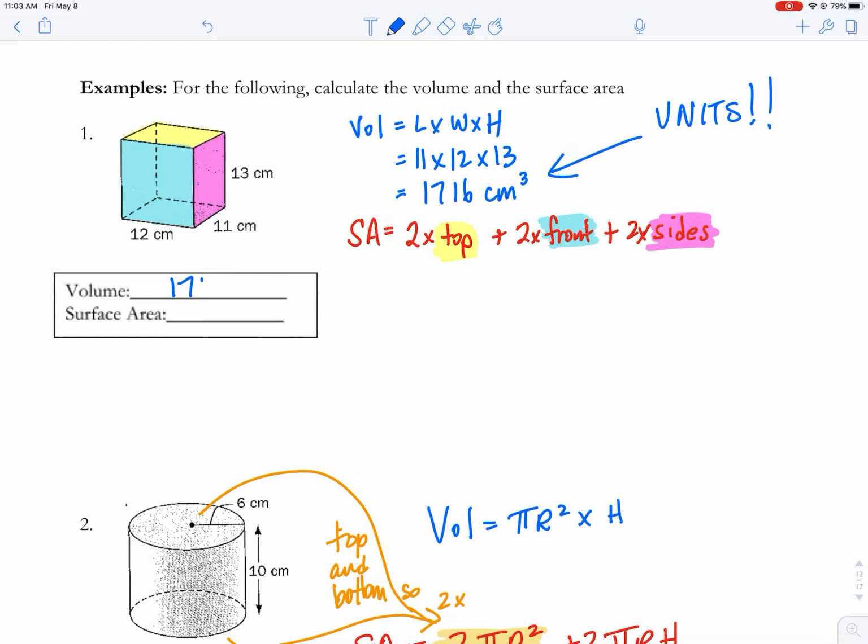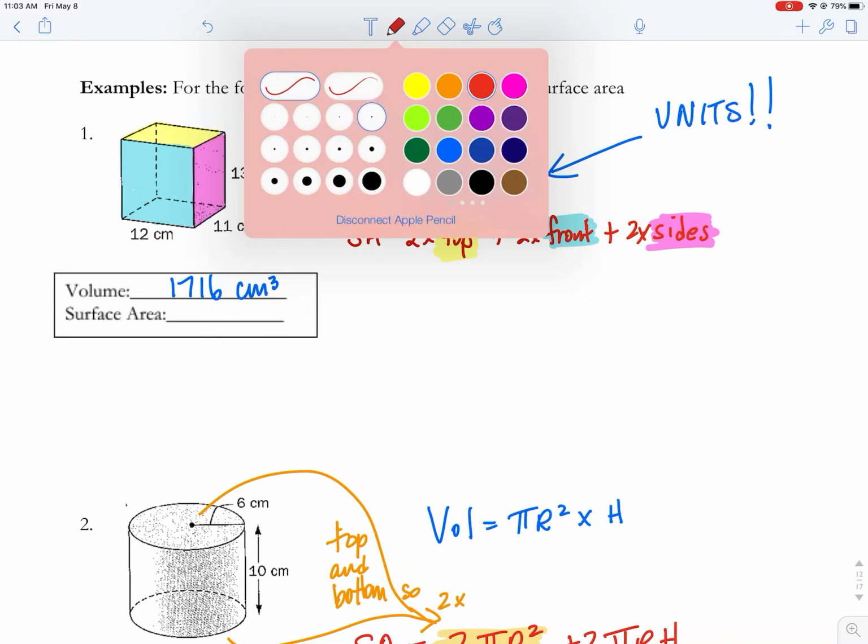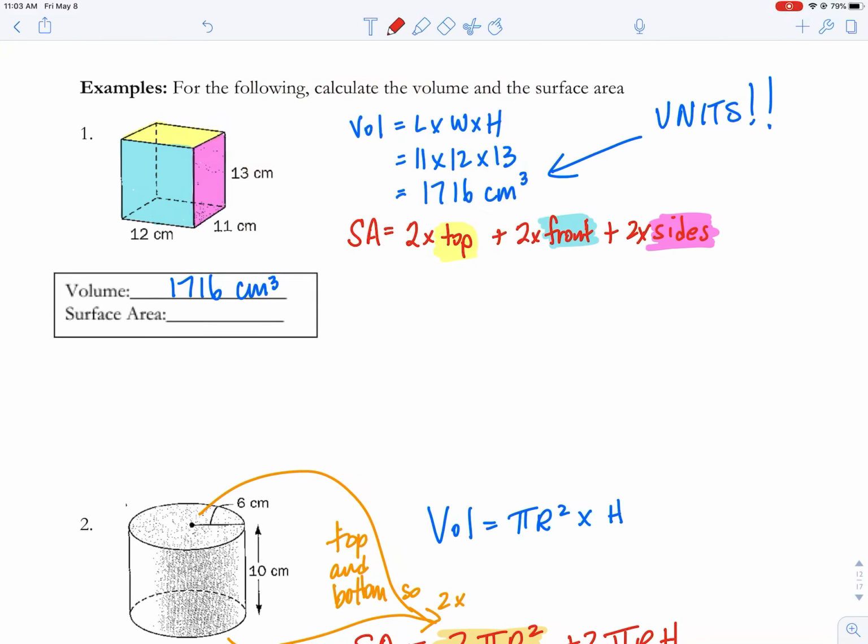So the volume is 1716 centimeters cubed. Now the surface area, if you try to visualize a box, it's got 6 sides. It's got the top and the bottom, but they're going to be the same size, so I'm just going to be 2 times the top. It's got the front and the back.